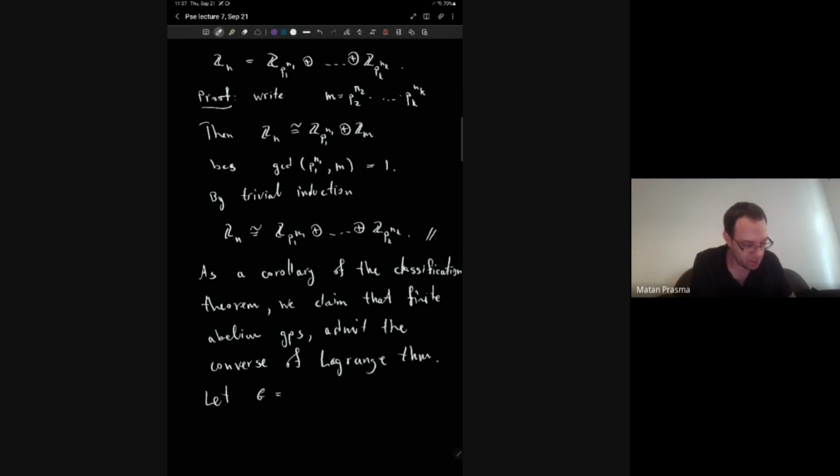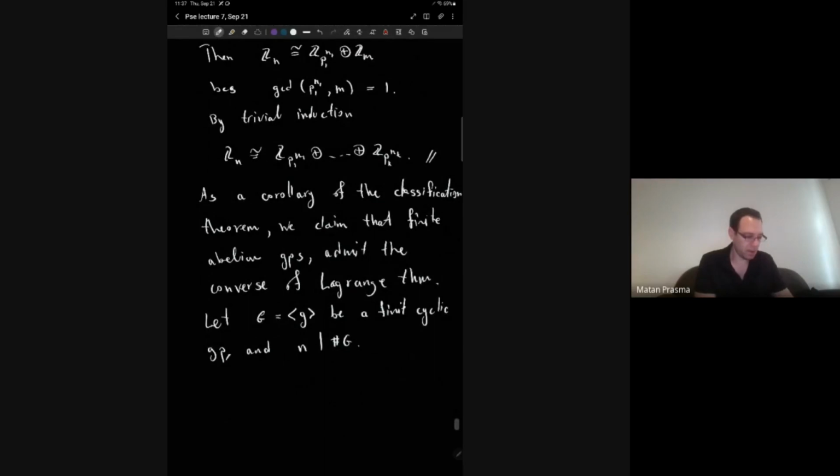And let G be a finite cyclic group generated by lowercase g, and suppose that n divides the order of G. So I can write n times k equal to the order of G. And since lowercase g is a generator, it means that the order of lowercase g is n times k.